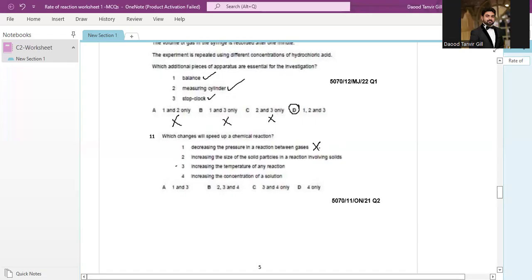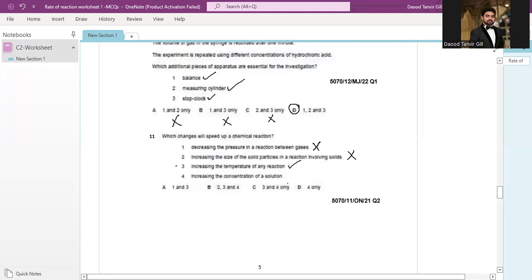Okay, second statement. Increasing the size of the solid particles in a reaction involving solids. Yes, this will decrease the surface area. So this won't speed up the reaction, and this is also an incorrect option. Statement number three, increasing the temperature of any reaction. Yes, this will provide kinetic energy to the particles and they would collide more frequently. And yes, this is a correct option. We'll go for it.